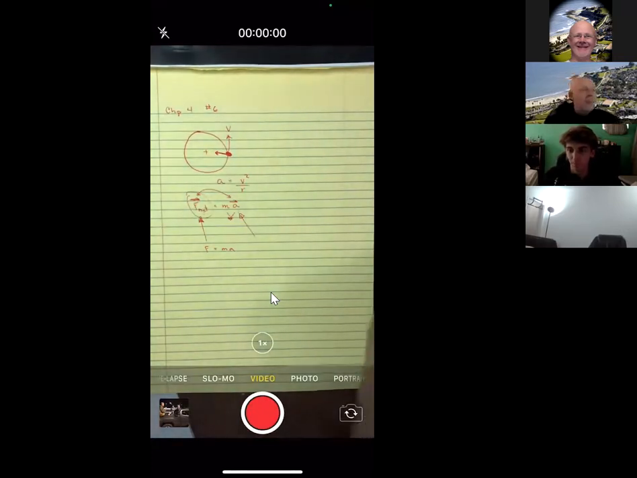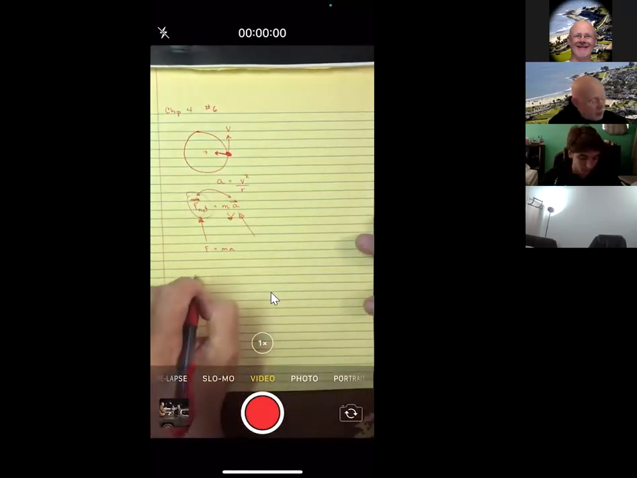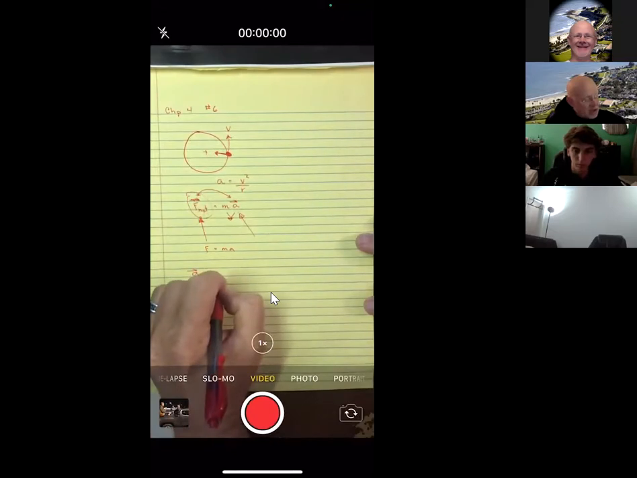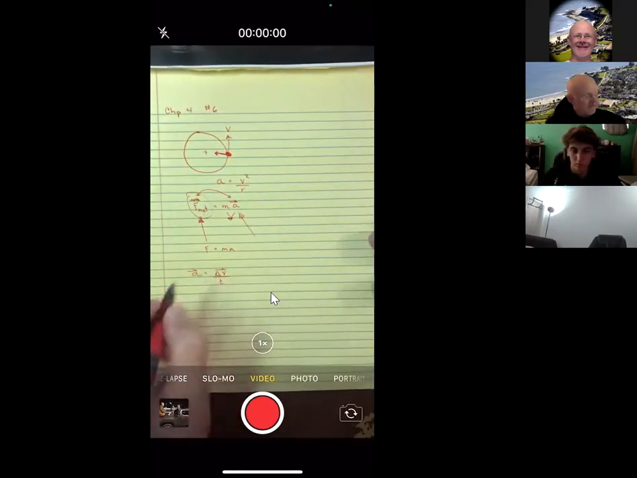All right, now I'm going to use the definition of acceleration, which is the change in velocity over time.